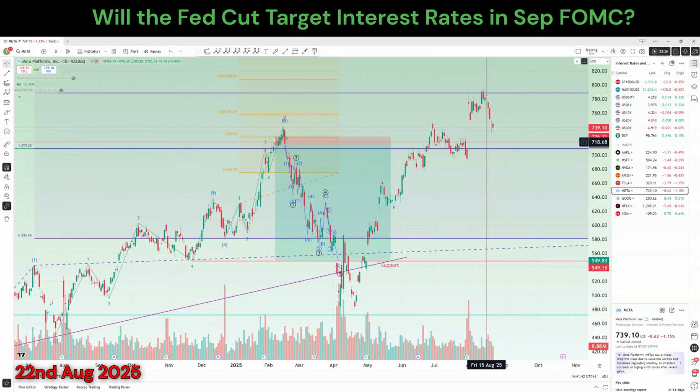Meta, similarly, 15th August, since last Friday, right, it has turned down. Okay.